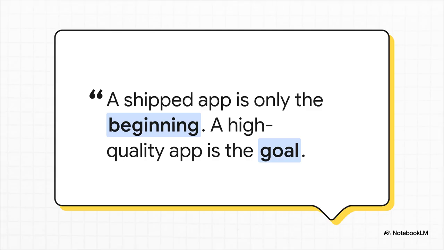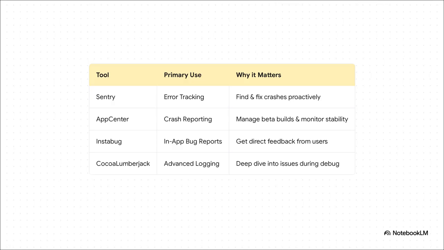The real goal, the long-term goal, is to maintain a high-quality experience for your users. And these are the tools that help you do just that. Sentry and Microsoft's App Center are fantastic for tracking crashes. They'll ping you the second your app crashes for a real user so you can fix it before it affects tons of people.